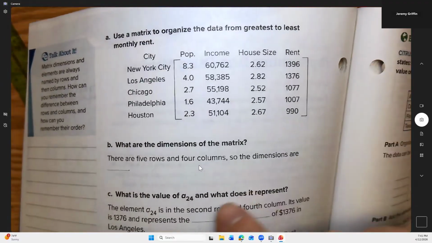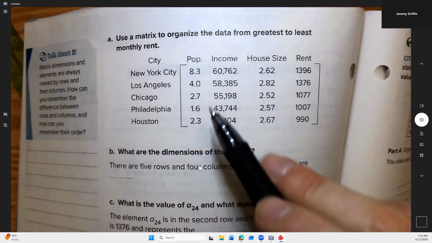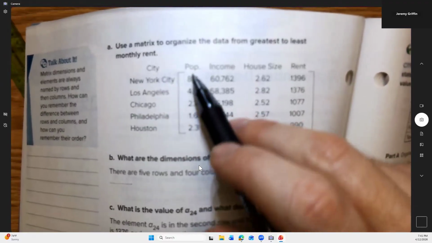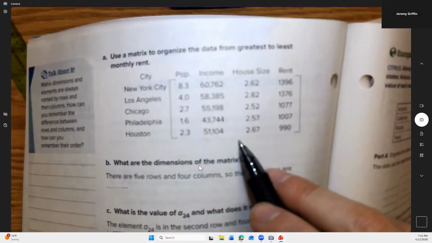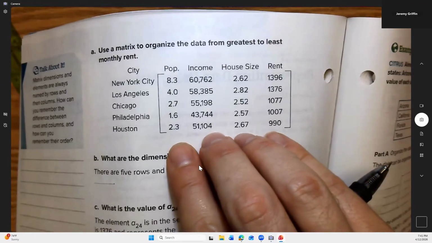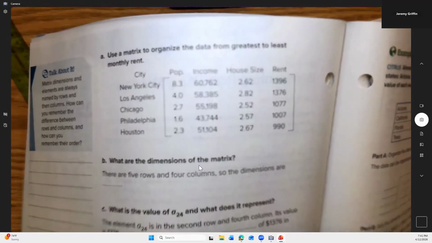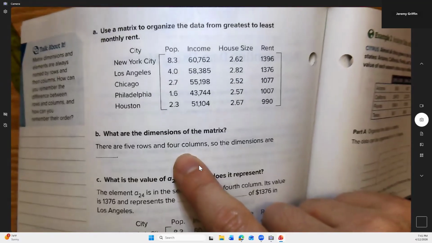What are the dimensions of the matrix? Well, I see 5 cities, that's 5 rows, and I see 4 points of data, these four here. So I'm going to call it a 5 by 4.